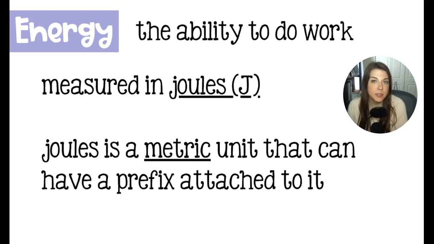Energy is defined as the ability to do work, and we measure that in joules. The unit for that is just the capital J. A joule is a metric unit, so we can stick prefixes on it to give a relative size. This definition of energy is a little tough to understand, the ability to do work. What exactly does that mean?